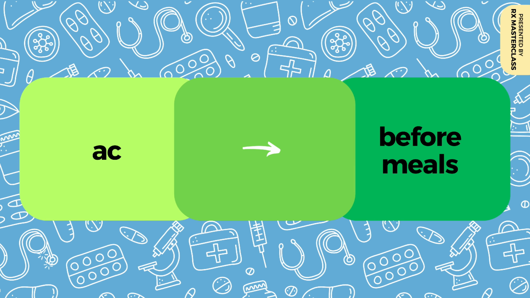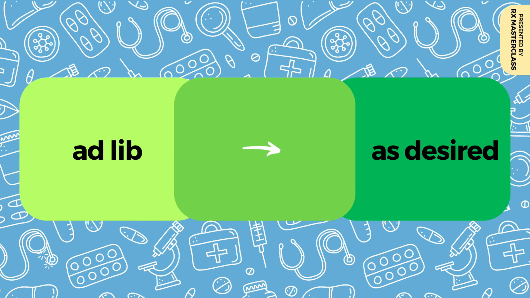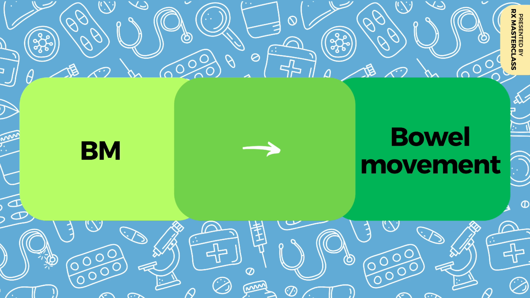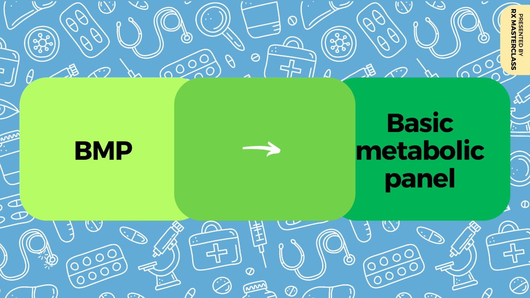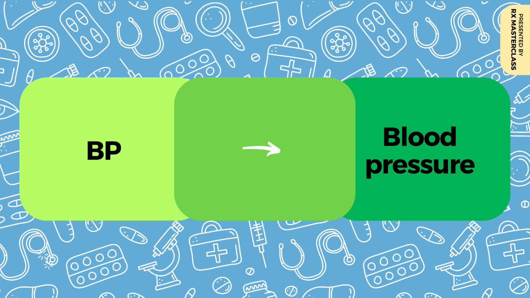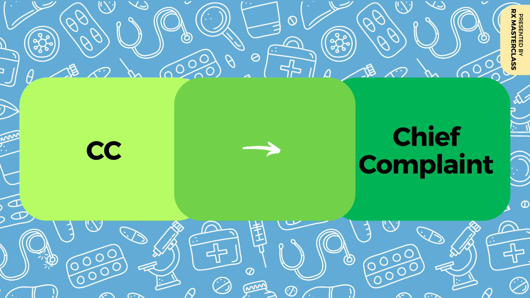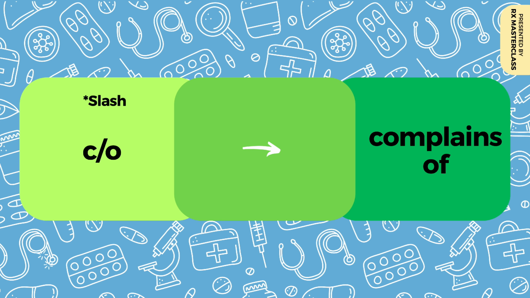AC, which stands for before meals. Ad lib, which stands for as desired. BID, which stands for twice a day. BM for bowel movement. BMP, which stands for basic metabolic panel. BP for blood pressure. CBC, which stands for complete blood count. CC, which stands for chief complaint. C/O, which stands for complains of, or is shorthand for complains of.